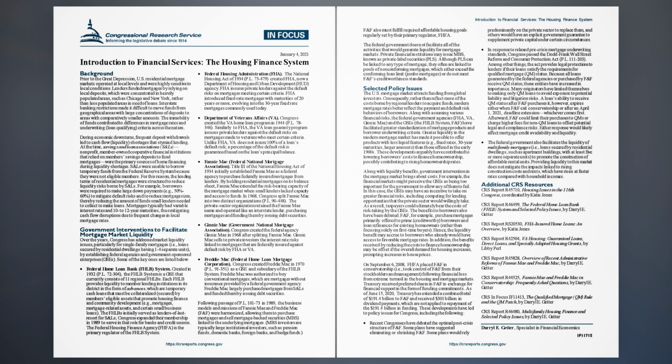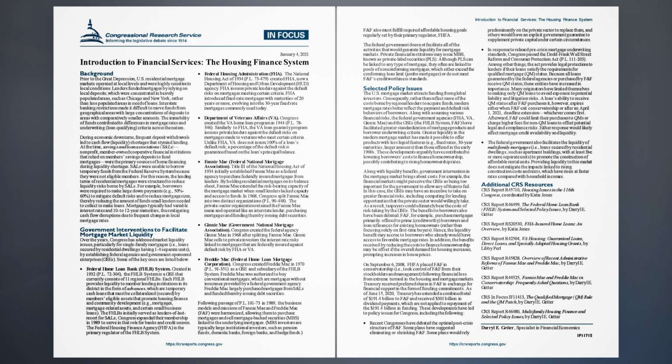The federal government also facilitates the liquidity of multifamily mortgages, that is, loans secured by residential dwellings, such as apartment buildings, with at least 5 or more separate units to promote the construction of affordable rental units. Providing liquidity to this market does not mitigate the impacts linked to rising construction costs and rents, which have risen at faster rates compared with household incomes.